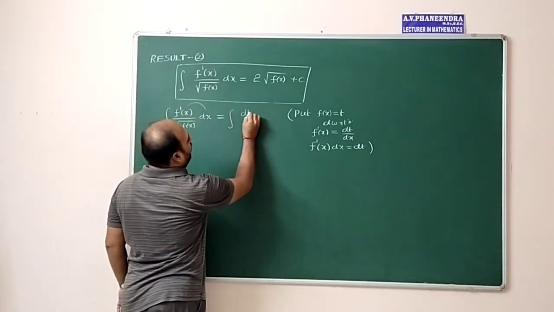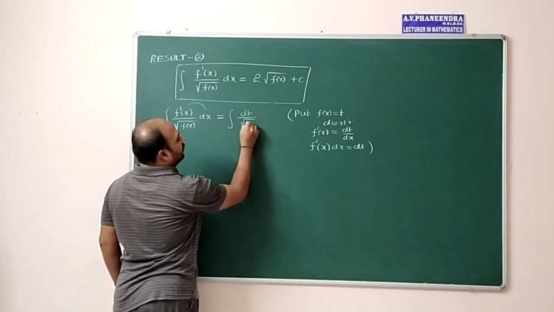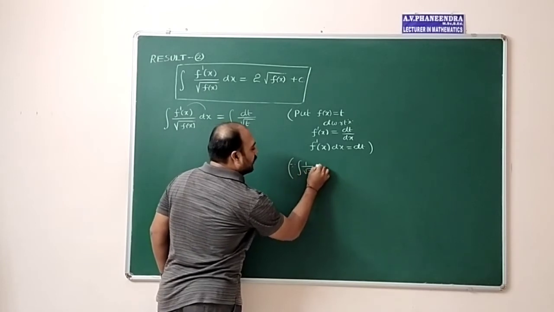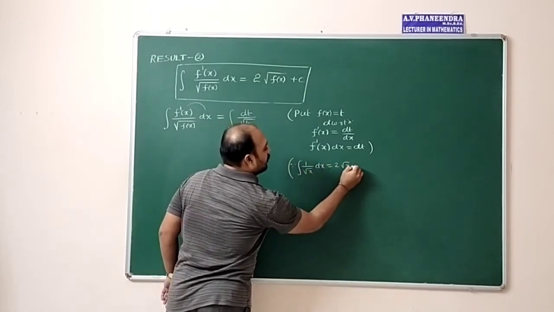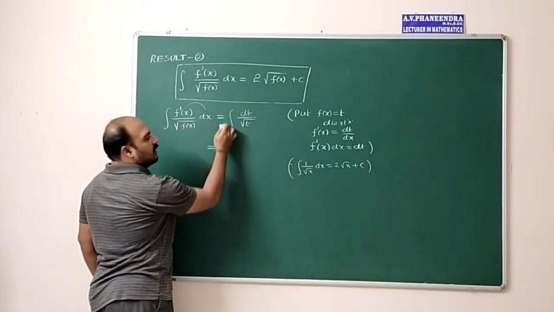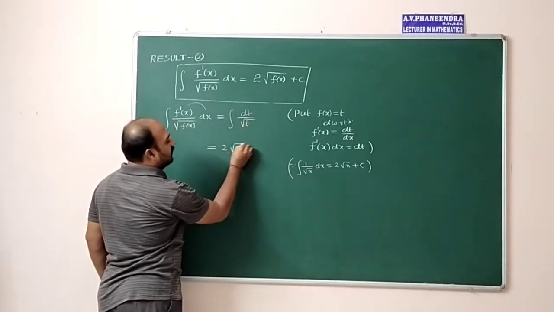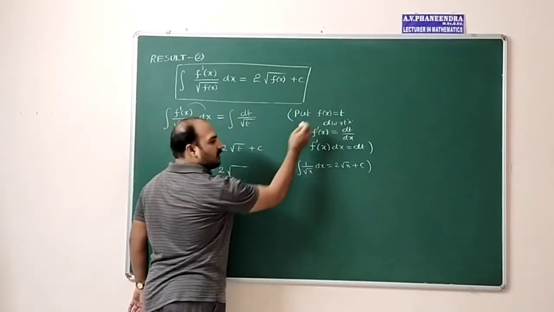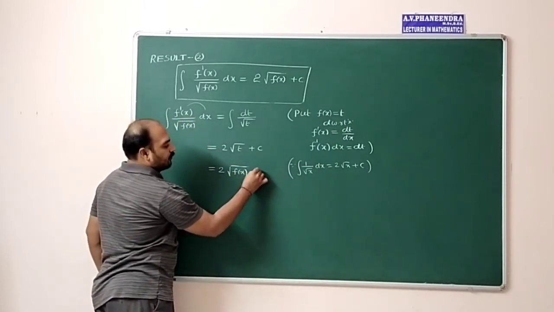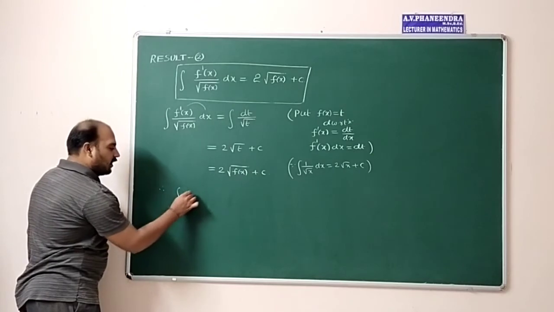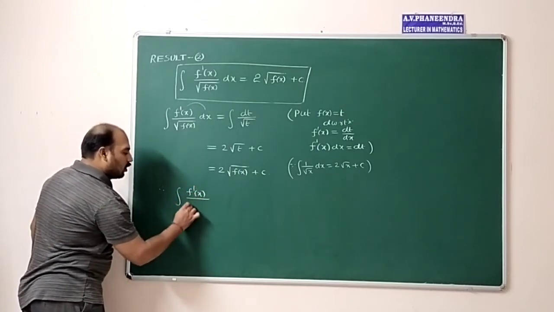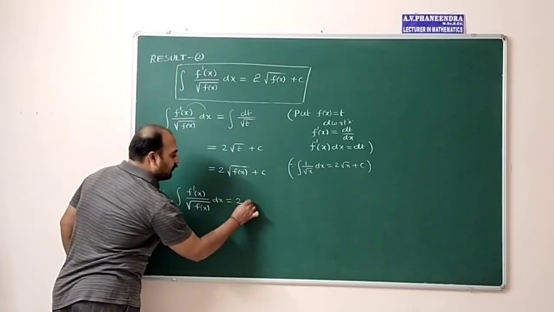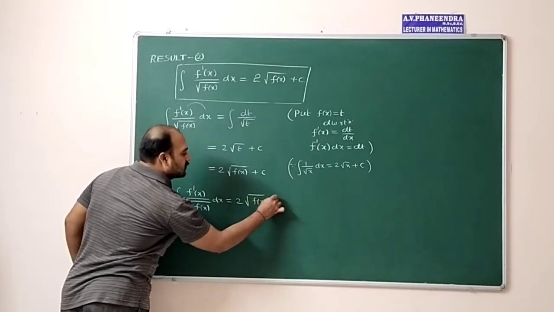Integral dt divided by root t. We have the formula integral 1 by root x into dx is equal to 2 root x plus c. In the same way, integral 1 by root t into dt is 2 root t plus c, which is also equal to 2 into root of t, where t is what we assumed here, f of x. Therefore, integral f dash of x divided by root f of x into dx is equal to 2 root f of x plus c.